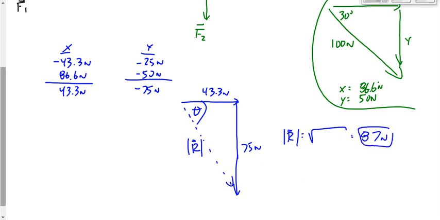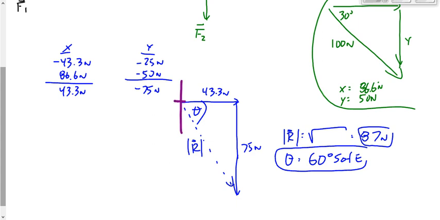And theta is going to work out to be 60 degrees. And that's going to be south of east. Why south of east? Because we're measuring it from the east here, but yet we're going south from the east. If you had drawn it differently, you would have gotten 30 degrees east of south. Both of those would be correct.